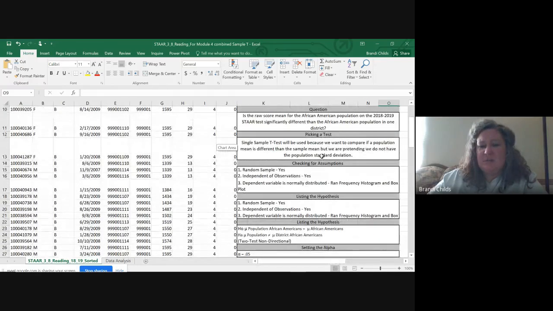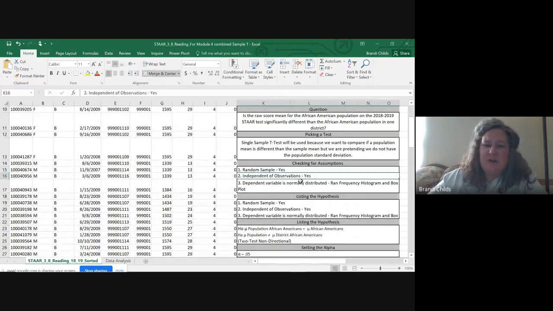Once you decide on your test, before you can move forward, you do need to check for all your assumptions. This is making sure, kind of putting your ducks in a row before you do your test, otherwise it's really not valid because you didn't check for assumptions.